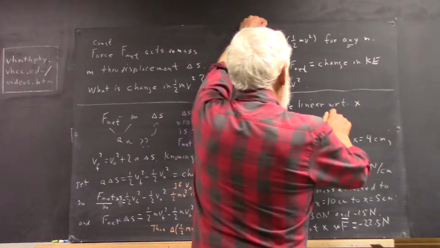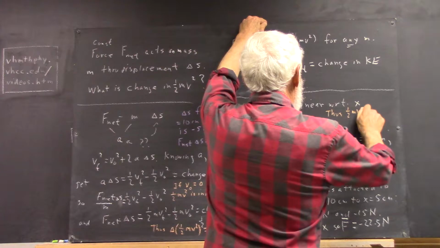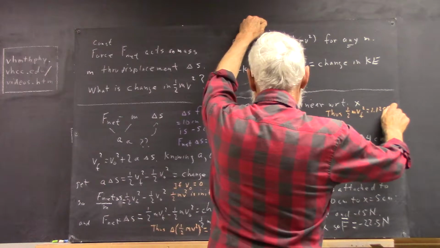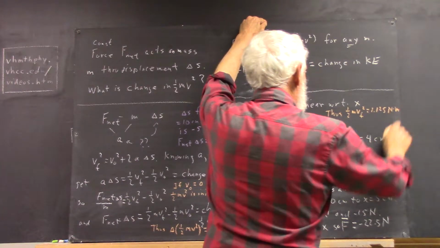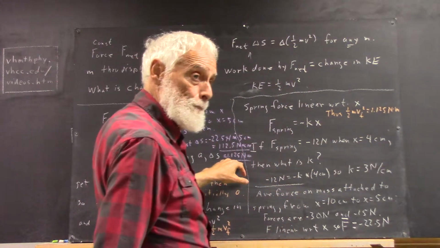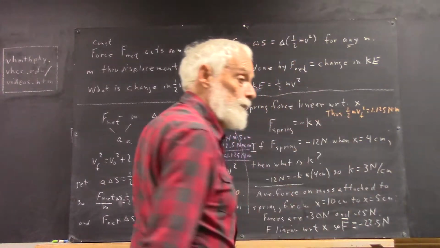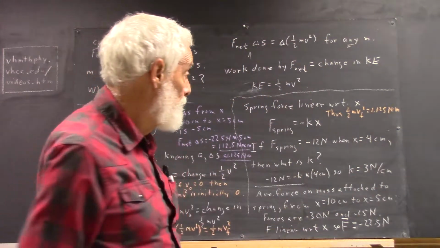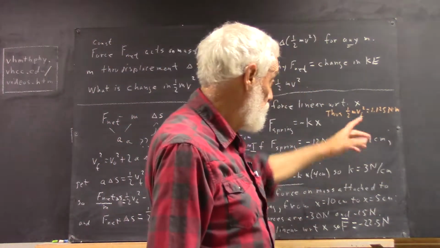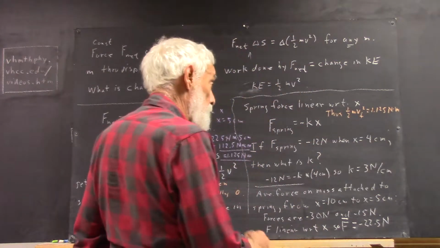Thus, change in kinetic energy is 1.125 newtons times meters. Now I'll give you a little head start. A newton times a meter is called a joule, and it's a unit of energy. So when you see joules, that means newtons times meters. And of course, newtons means kilograms times meters per second squared because of Newton's second law.